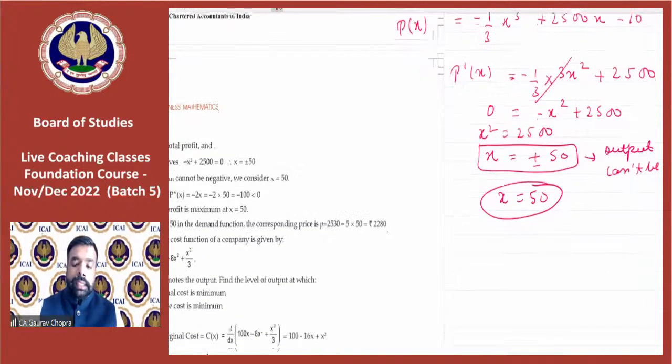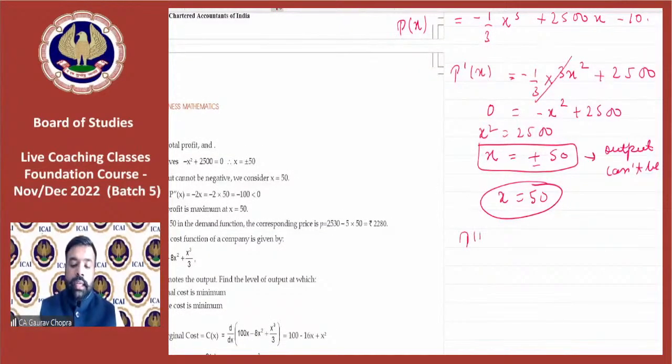Now, what is the next step? Next step is to calculate the double derivative. We have to calculate the double derivative of profit. So what was left after doing the derivative? We were left with minus x square plus 2500. So if we find out the derivative of this, we will get minus 2x. And what is the value of x? The value of x is 50. We have just found out. So this is minus 100.